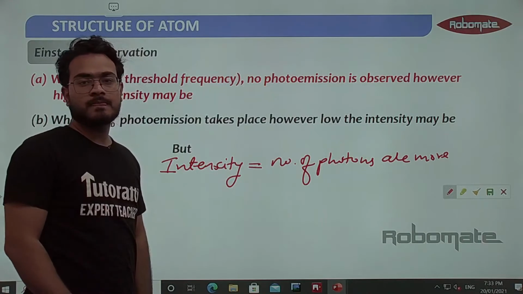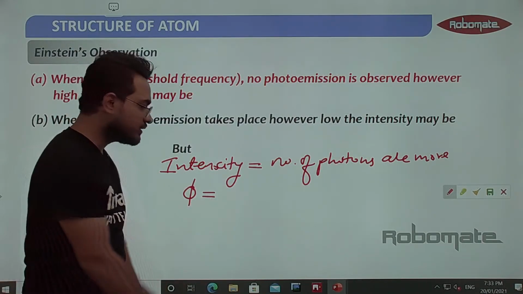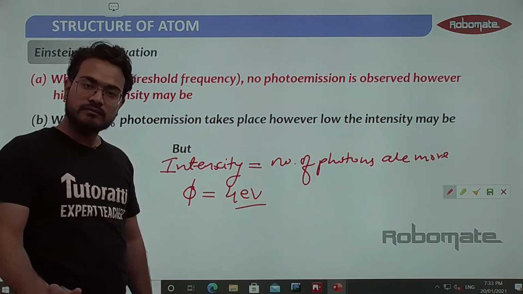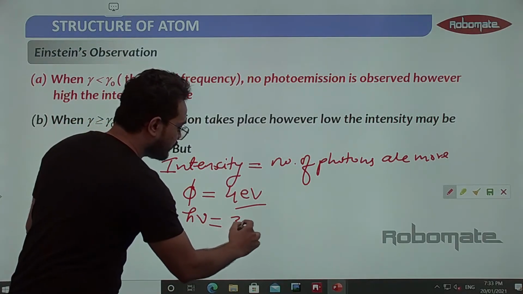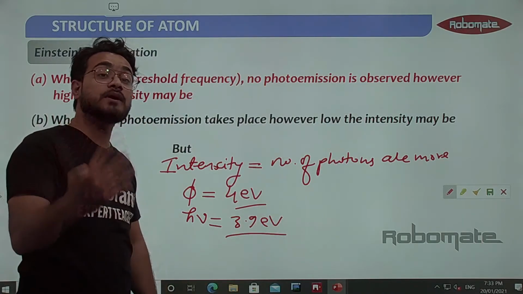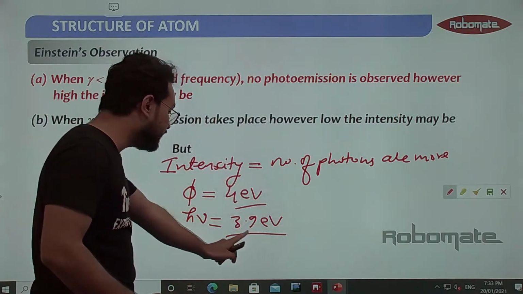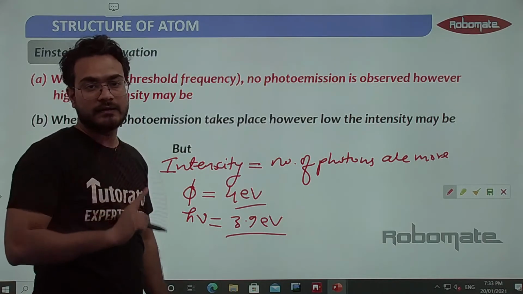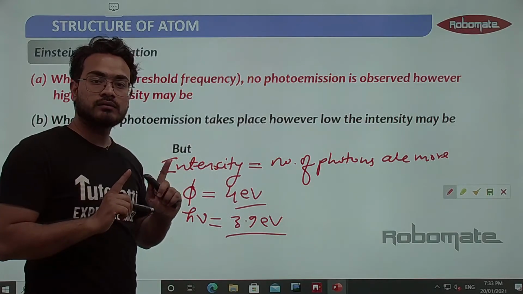What will happen? Suppose the work function of a metal is 4 electron volt and I am supplying energy 3.9 electron volt and I have quadrupled the intensity of photons. I have made the intensity 4 times. Will a photoelectron come out? Will there be any ejection of photoelectron? Yes or no?